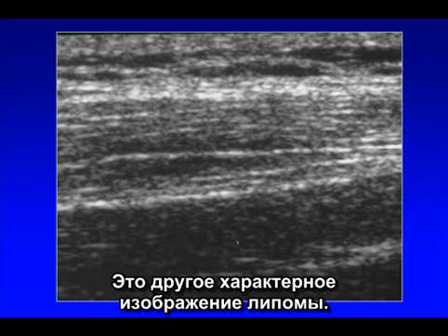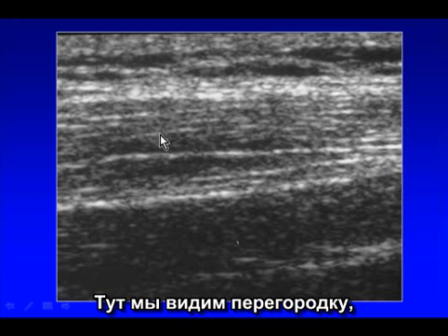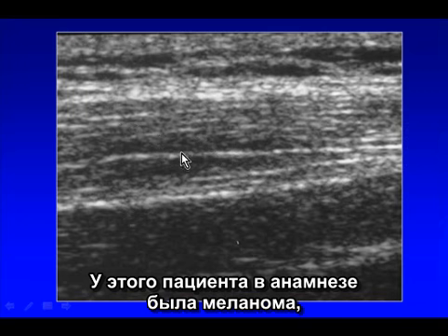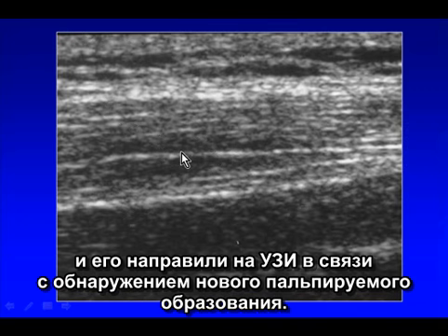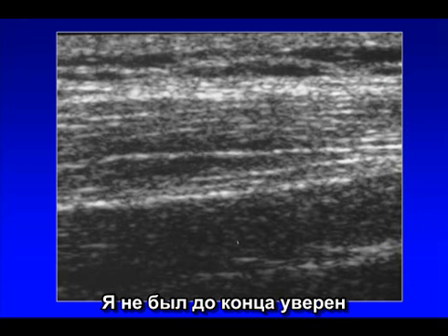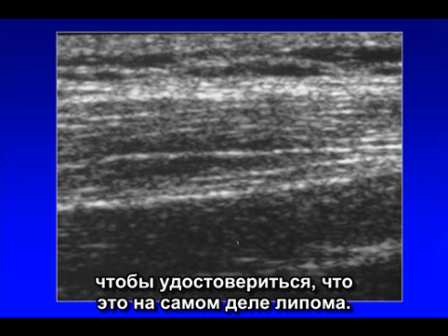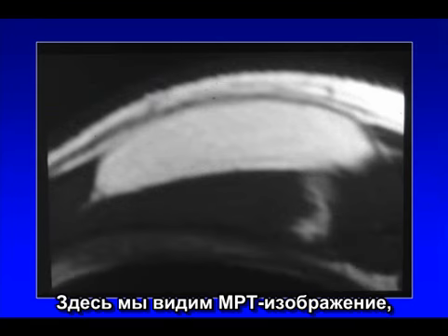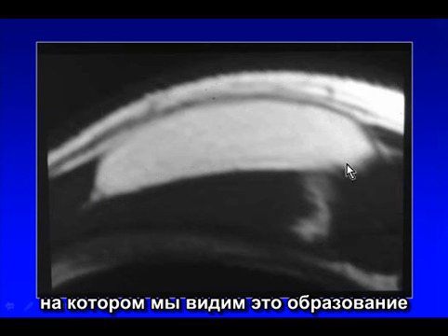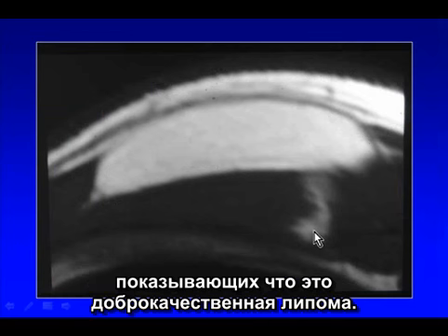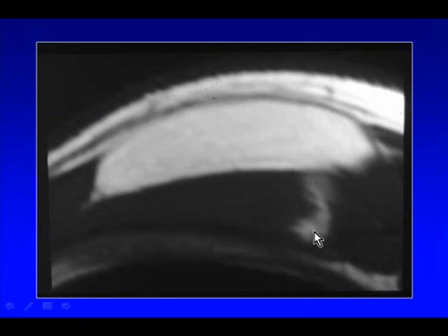This is another characteristic appearance of lipomas, these preserved septa that one can see within the mass. Now, this patient had a history of melanoma and was being sent for a new palpable mass, so I wasn't completely comfortable at this point with letting this go. And so I wanted to get correlative imaging to prove that this was in fact a lipoma. Here's the MRI showing the lesion, which actually tracked with fat on all pulse sequences, indicating that in fact it was a benign lipoma.